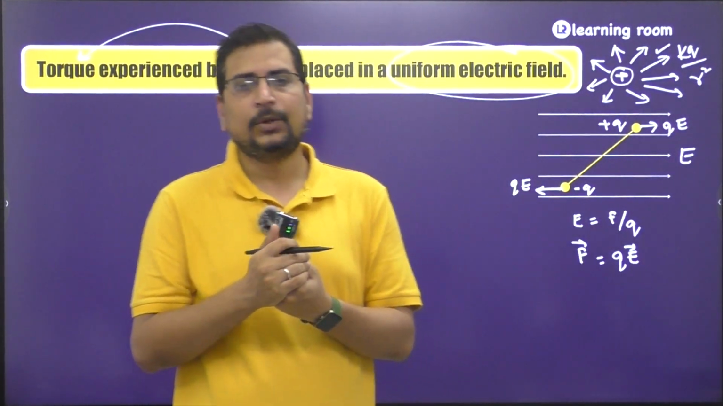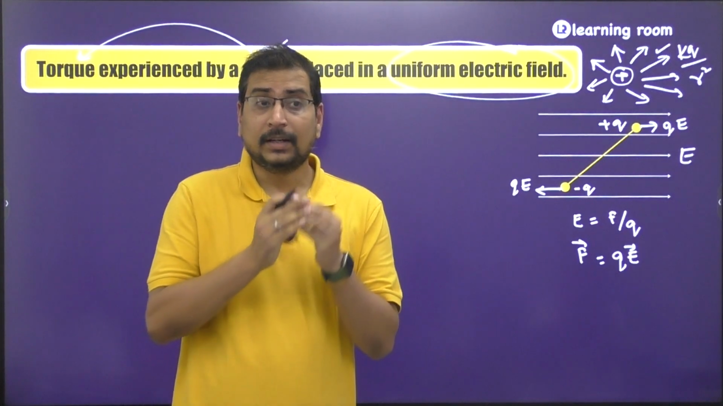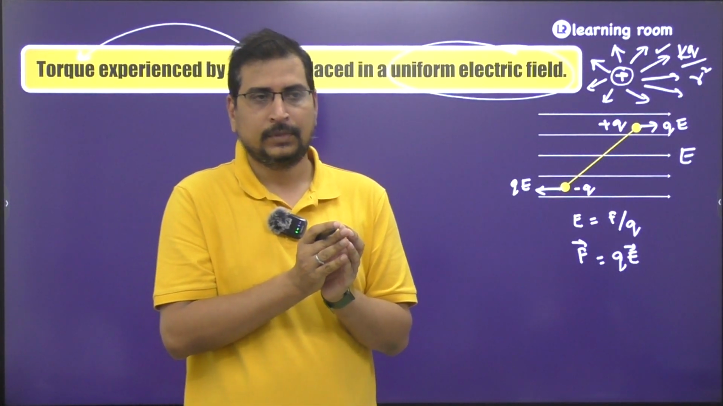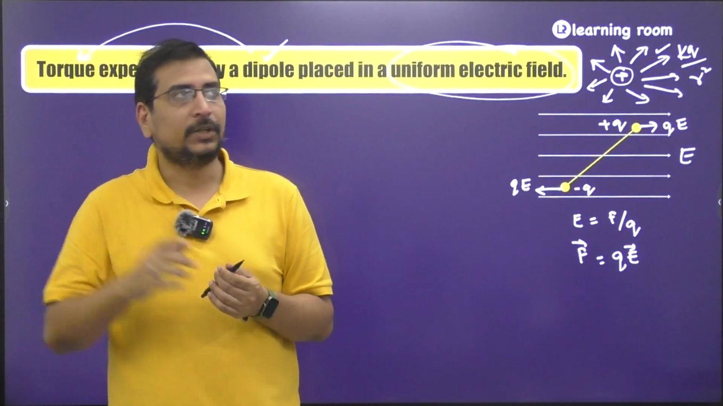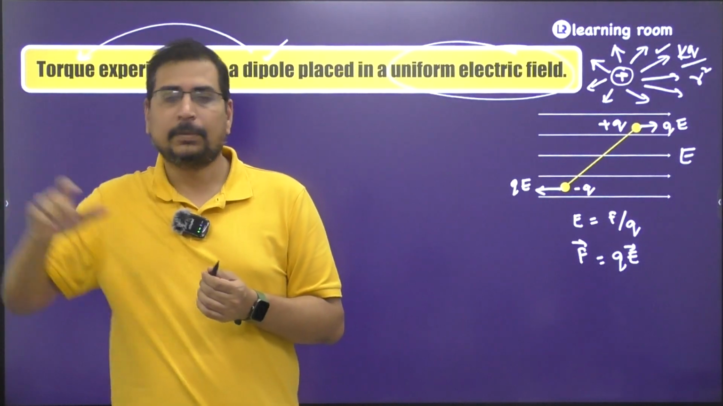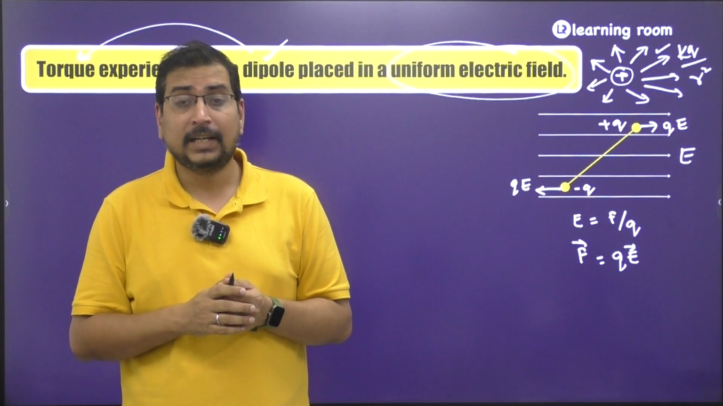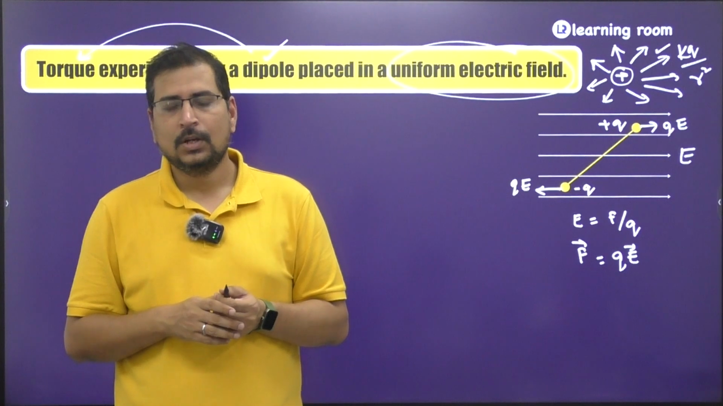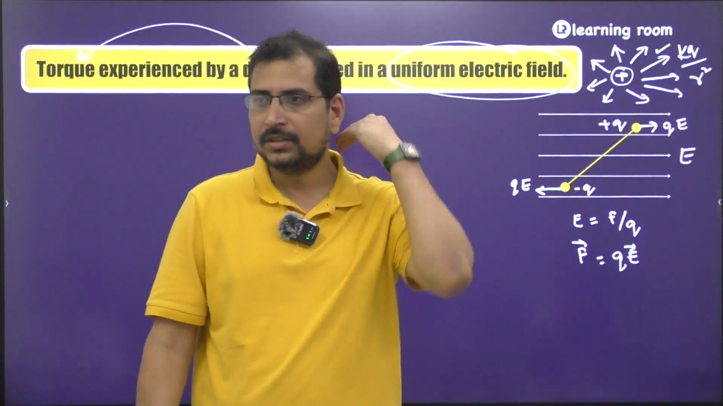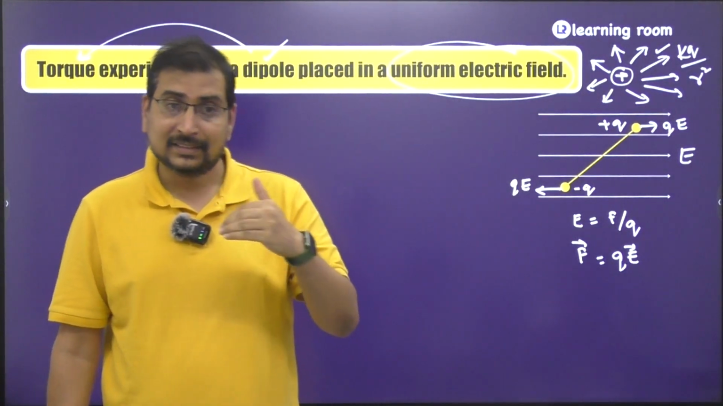So, two things that we need to understand is, if there is an unbalanced force, I repeat, if there is an unbalanced force, the system will move in a translatory path. The system will move in a linear path. Whereas, if there is an unbalanced torque, it will start rotating. So, torque is responsible for rotation and force is responsible for translatory motion.